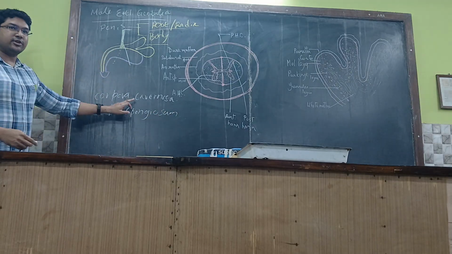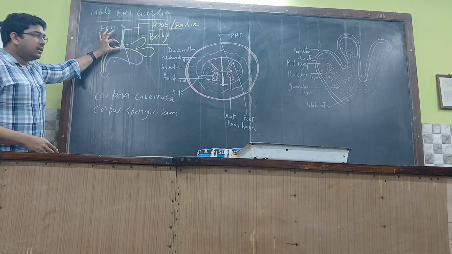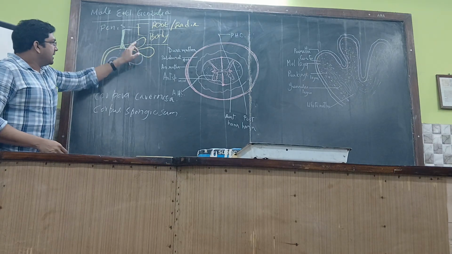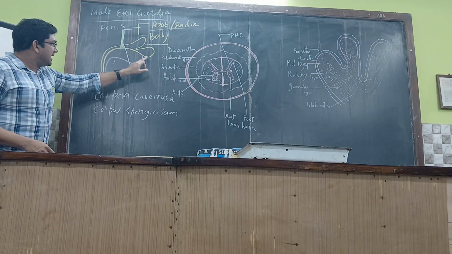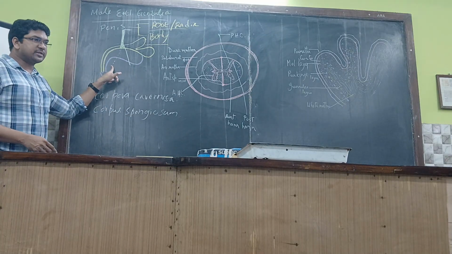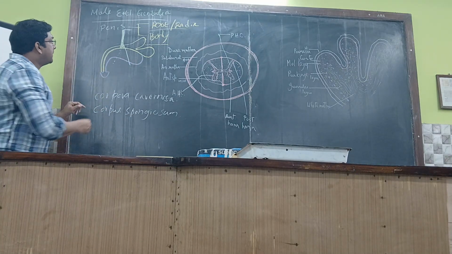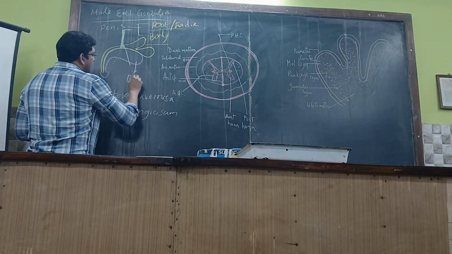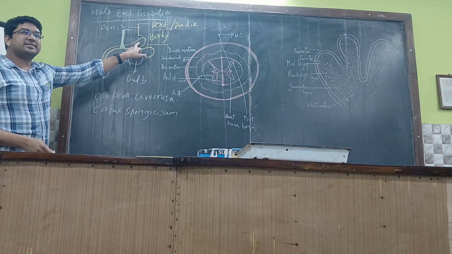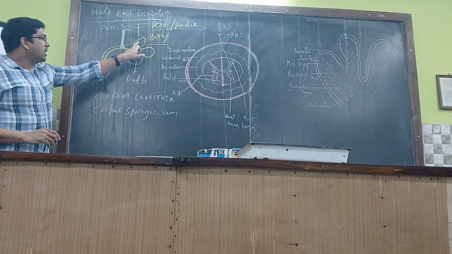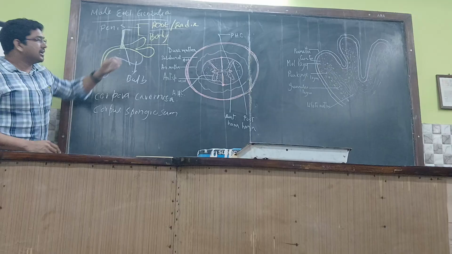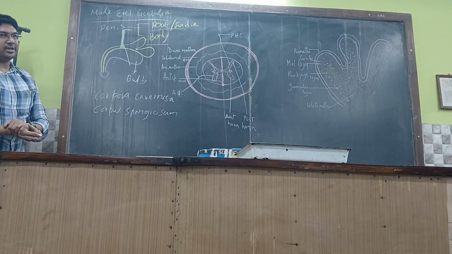So corpora cavernosa will be the ultimate result of these two crura of the penis over here. Okay. In between those two, there is a dilated portion of the corpus spongiosum over here. Corpus spongiosum, that is called the bulb of the penis over here. Bulb. These two are the crura of the penis. Individual one is termed as a crus, and this portion is nothing but the bulb of the penis over here. All these are located within the superficial perineal pouch.